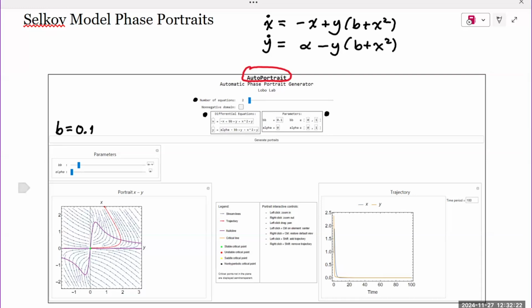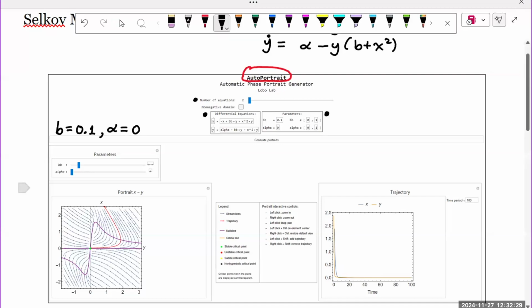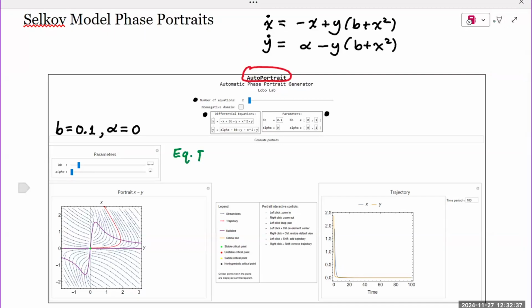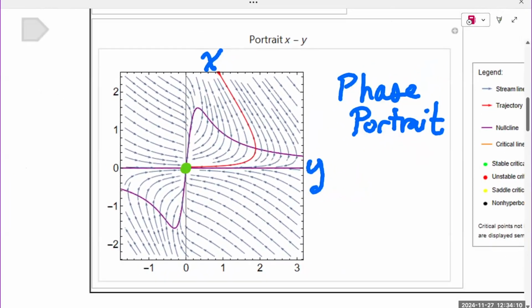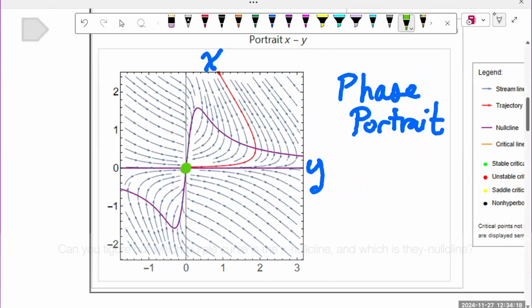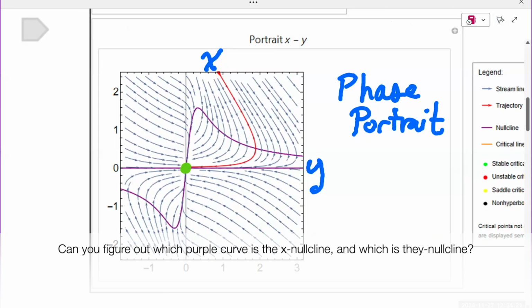In this case, we are always setting our parameter b to be 0.1, and we're looking at the case alpha equals 0, where our equilibrium point is at the origin. Now here we can see a plot both of the phase portrait, and we can also see a plot of the solutions over time here on the right. First, notice with these time solutions that the trajectories are moving very quickly in x and y toward a stable equilibrium. And let's see how that looks in the phase portrait. In the phase portrait, we see that my equilibrium point here is at 0, 0, and all trajectories are moving toward it. The other thing I want to point out is that the nullclines here are plotted in purple.